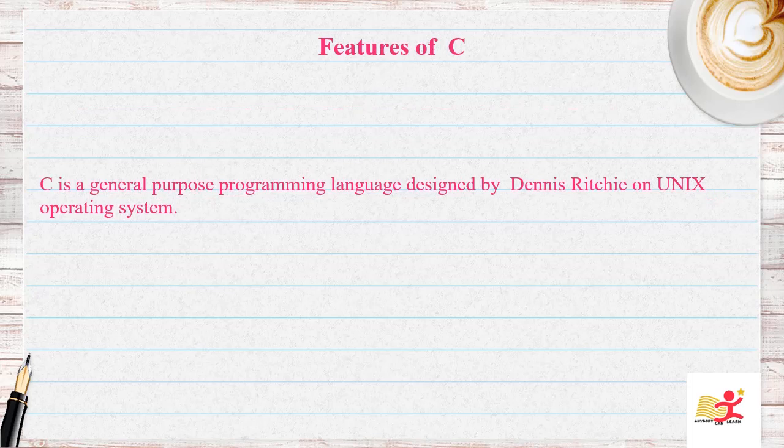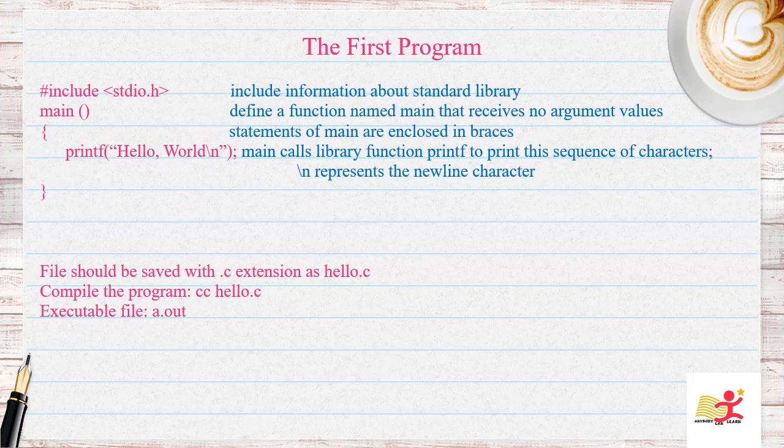Features of C. C is a general-purpose programming language designed by Dennis Ritchie on the Unix operating system. General-purpose in the sense that C can be used to develop software for a wide variety of applications. The only way to learn a new programming language is by writing programs in it. So here is our first program to print the words "Hello World."